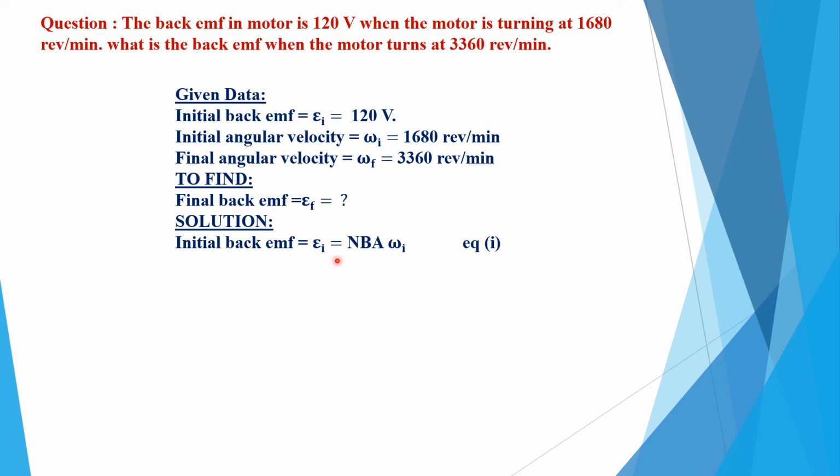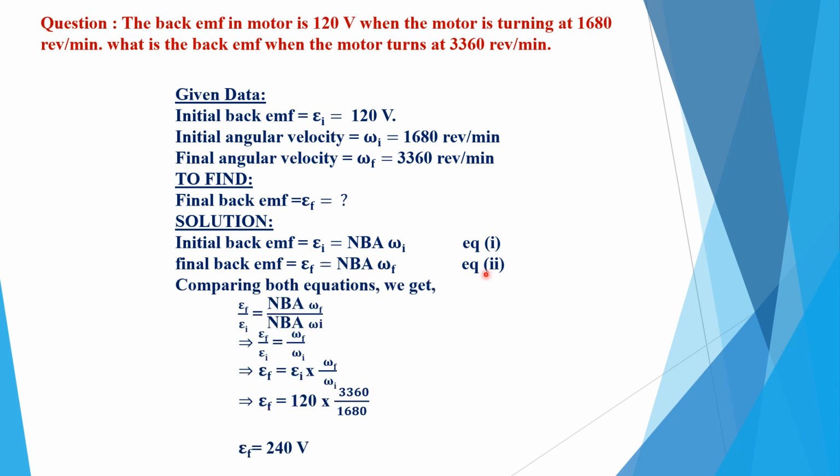Solution: initial back EMF is equal to NBA omega I, that is initial angular velocity. Let's say equation number 1. Final back EMF is equal to NBA omega F, that is final angular velocity. Let's say equation number 2.